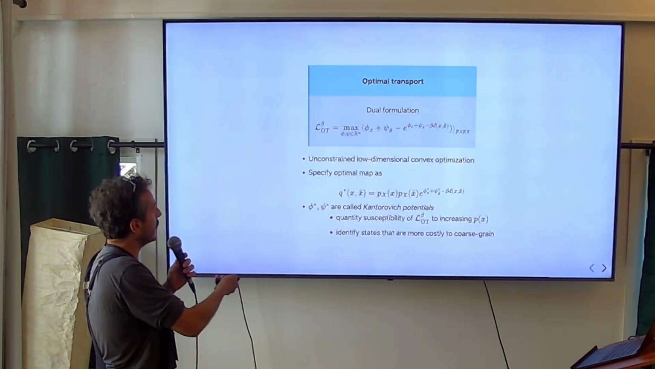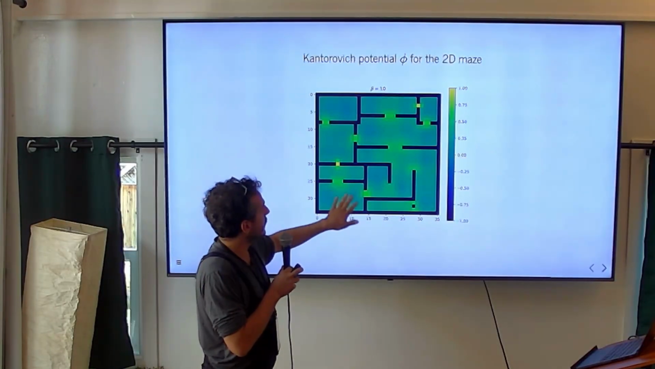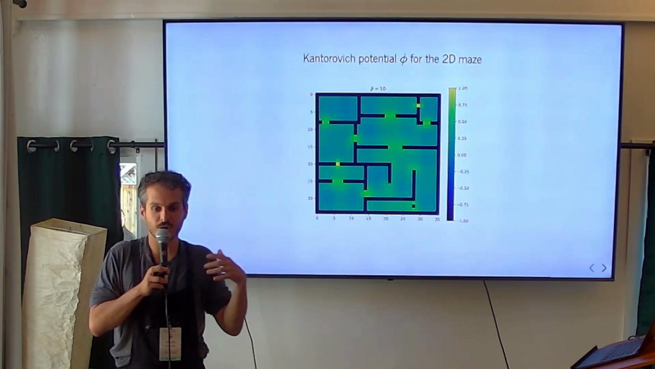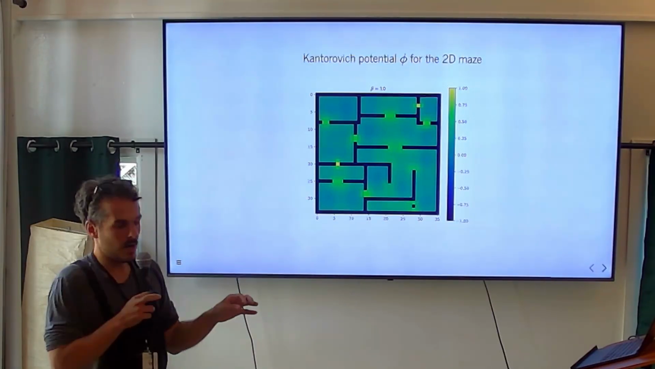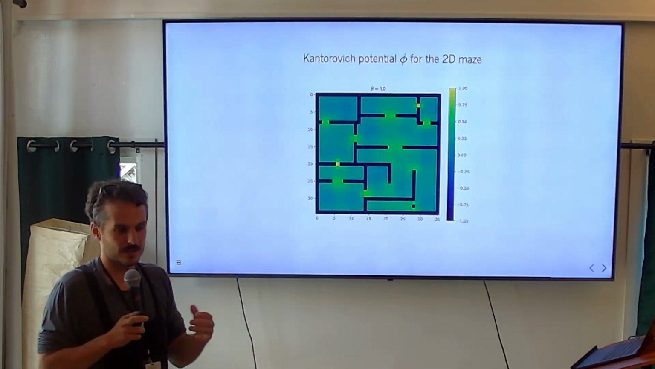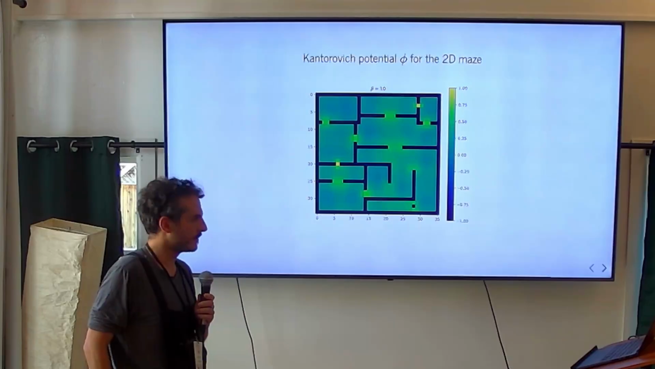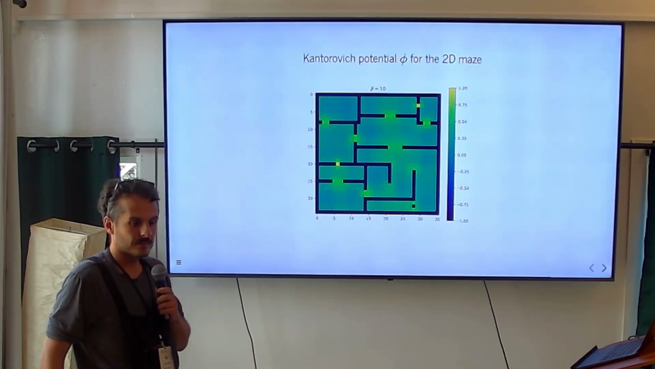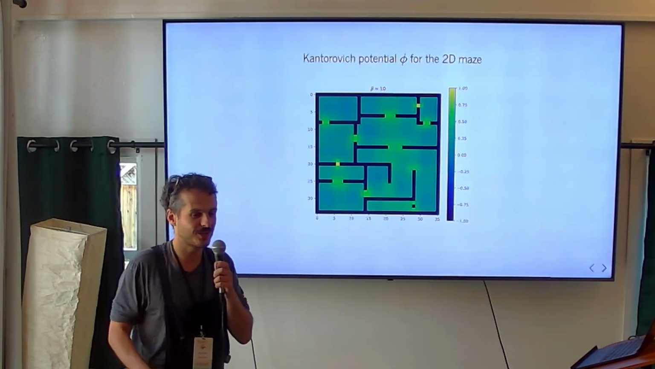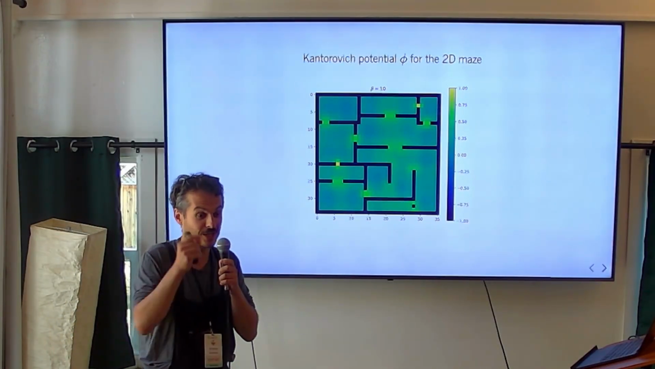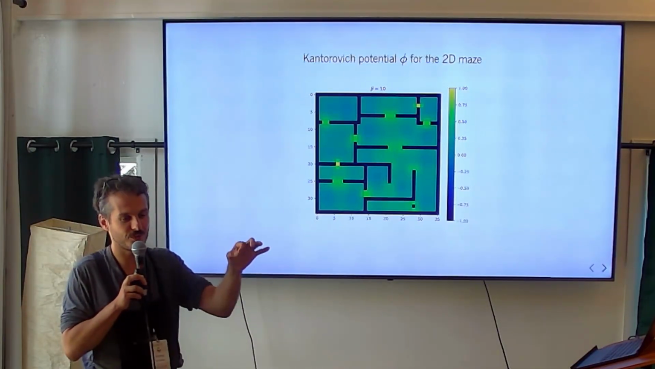I can run this for the 2D maze, and I'm plotting the potential. What we find is that the potential picks out things like doors and narrow spaces. You get one potential for every particular x. Is this from the point of view of the little guy in the bottom right? No, sorry, there's just one potential. It assigns a value to every little x.